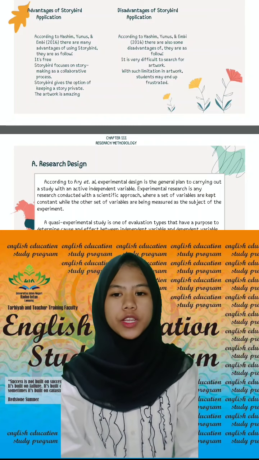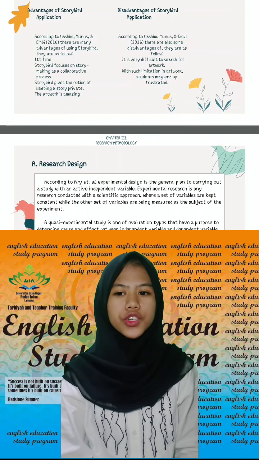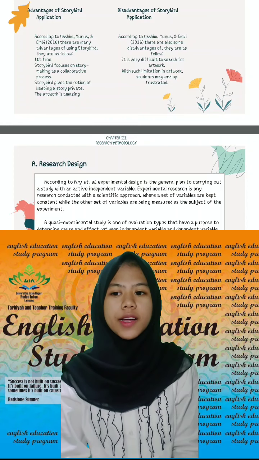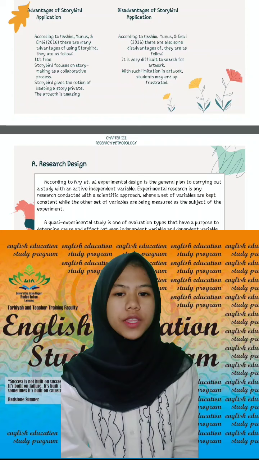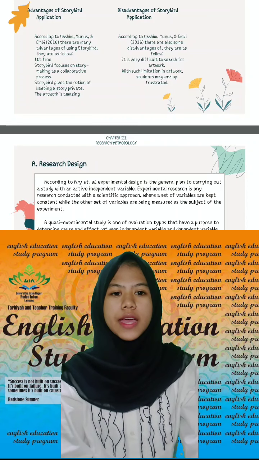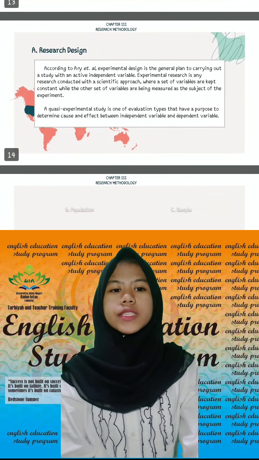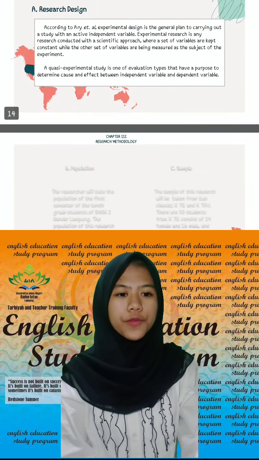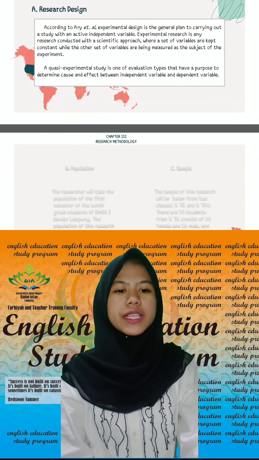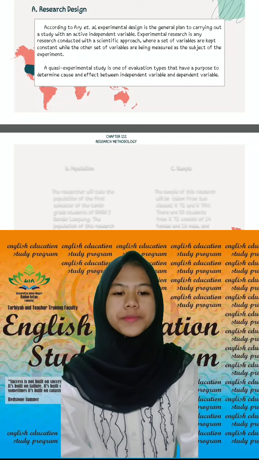Based on this explanation, the researcher formulated the hypothesis as follows. There is a significant effectiveness of using the Storybird application towards students' ability in writing narrative text. And then there is no significant effectiveness of using the Storybird application towards students' ability in writing narrative text.